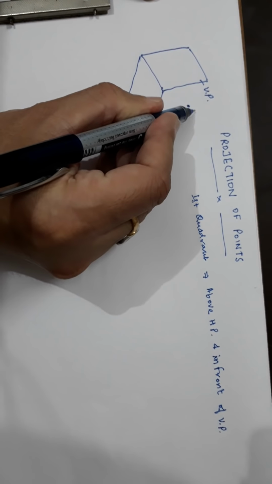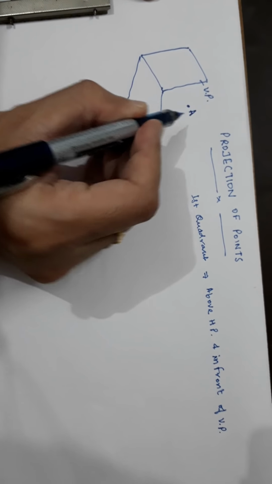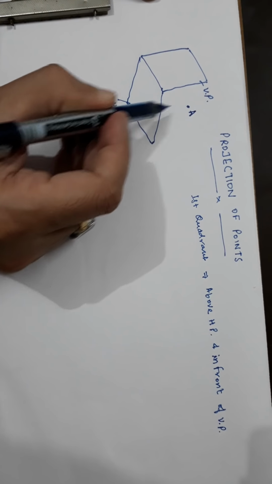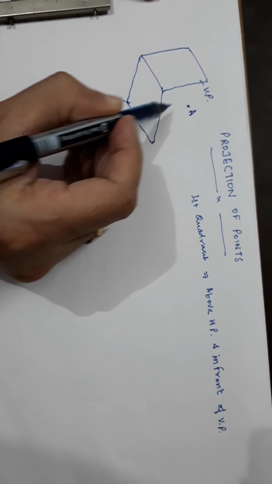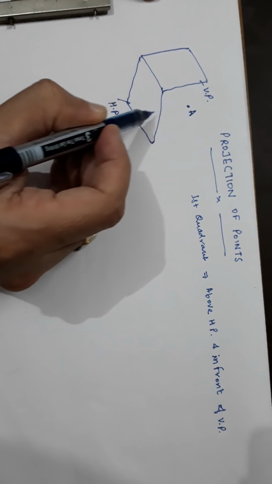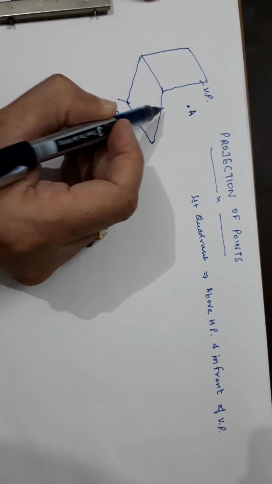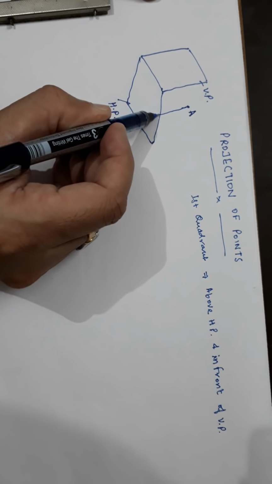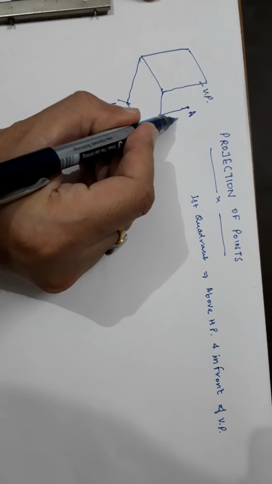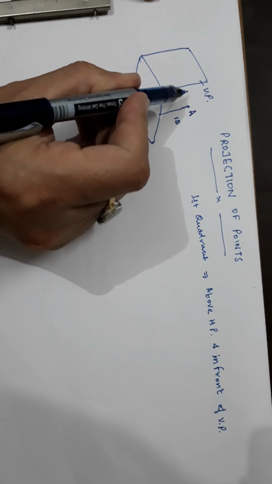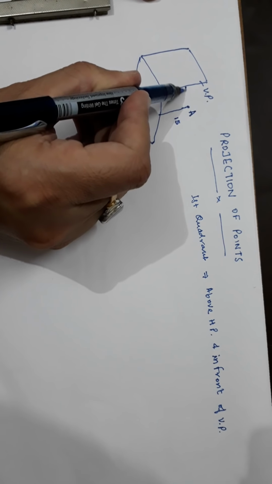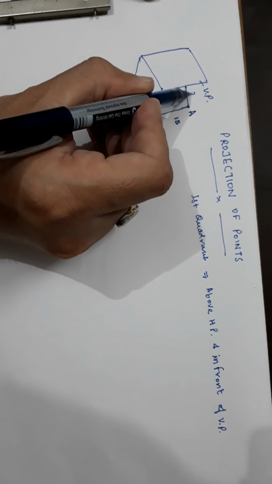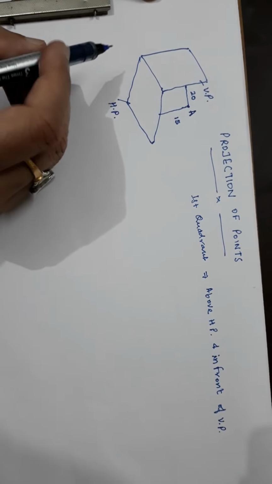Now this point is say A. It is somewhere here above HP. Whatever distance you can assume, say it is 15 mm above HP. This distance is say 15 mm. This is 15 mm above HP. And this is 20 mm in front of VP.